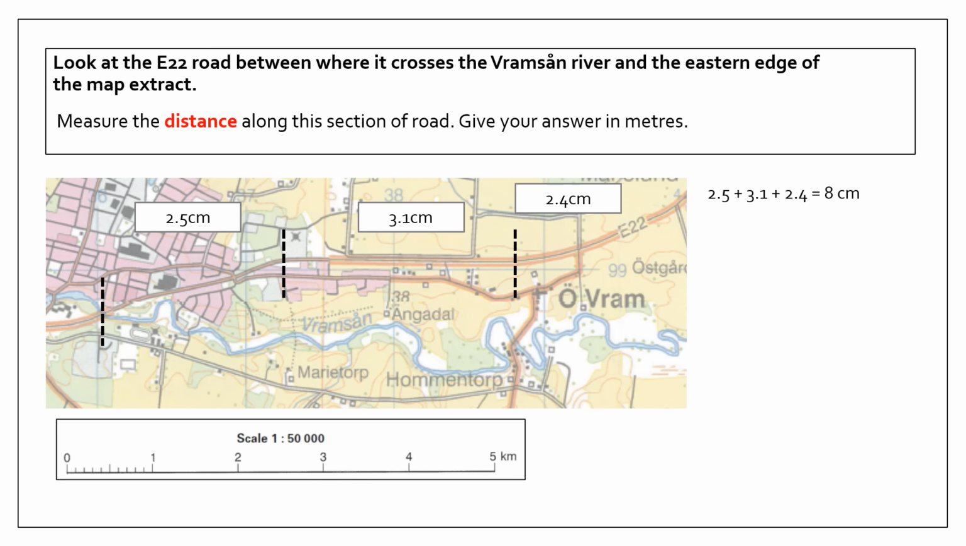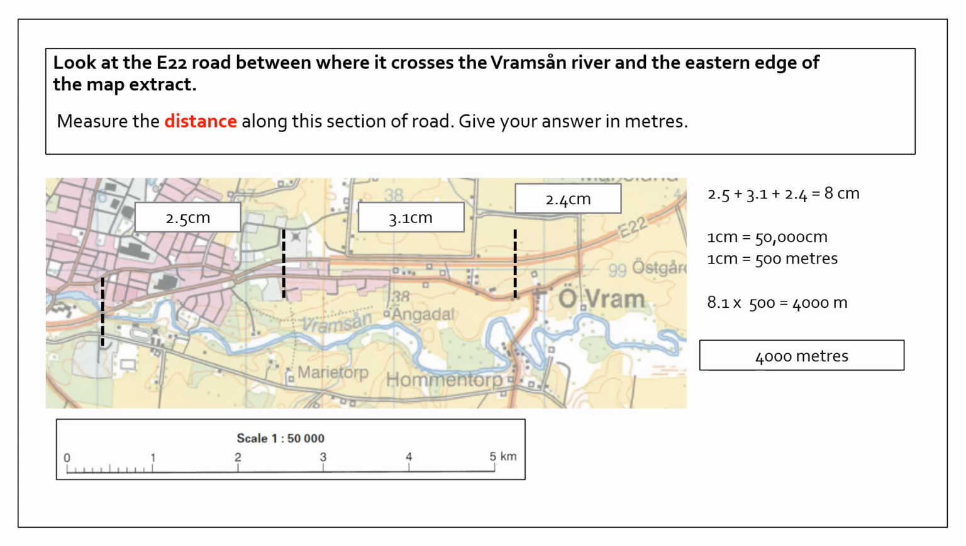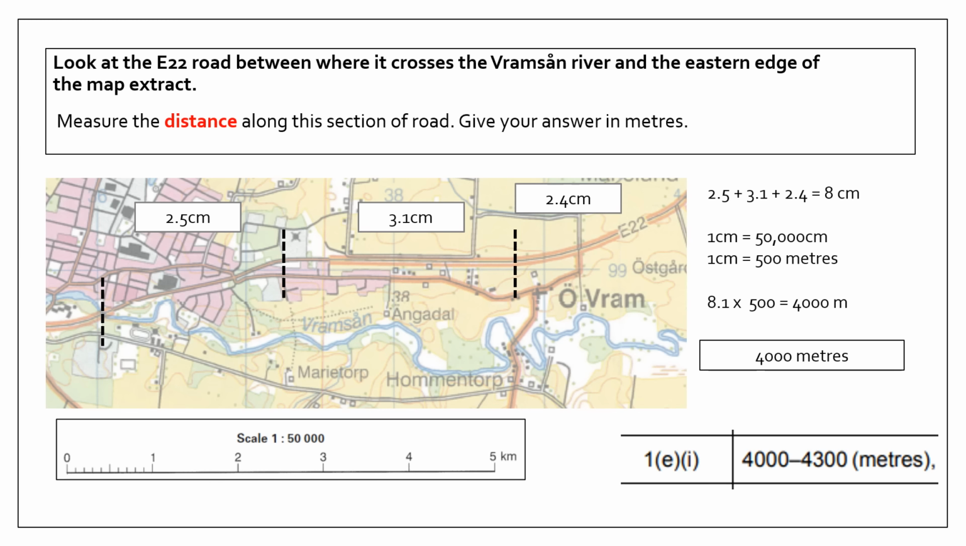I put it on my scale. So 1 centimeter was 50,000 centimeters in real life. So 1 centimeter equals 500 meters. 8.1 times 500 is 4,000 meters. And so my answer is 4,000 meters. Look at the mark scheme, 4,000 meters. So again, to recap, divide up the route into as many straight lines as possible, measure it with your ruler, add the total, work out the scale, and then do the simple maths.